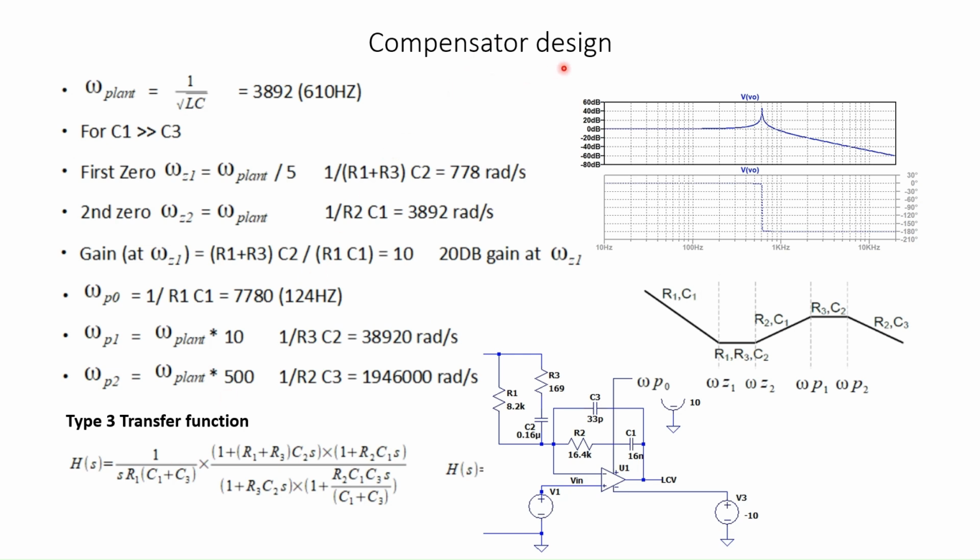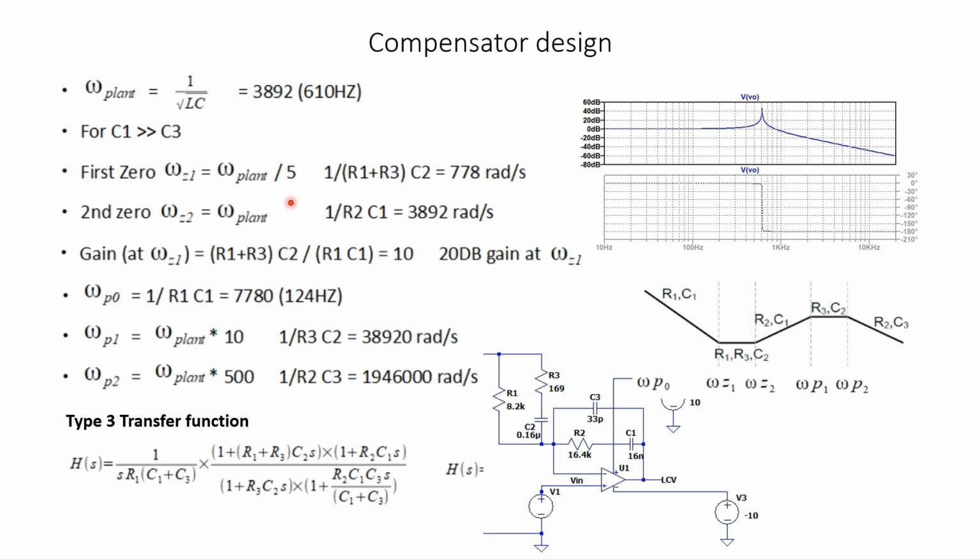Now let us go into the compensator design. The omega plant, that is the resonant frequency, is 1 over root LC, which gives us 3892 radians per second. For C1 far greater than C3, this transfer function applies. The first zero is 1 over (R1 plus R2) multiplied by C2, and that is kept at 1/5 of the resonant frequency.